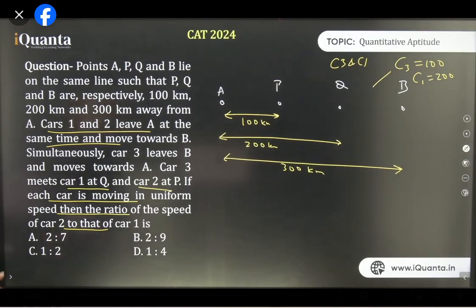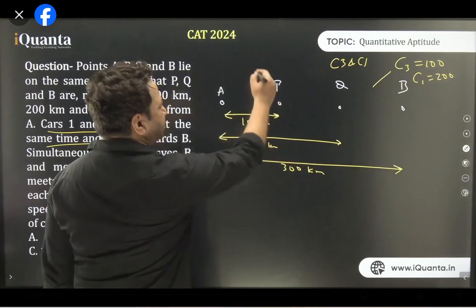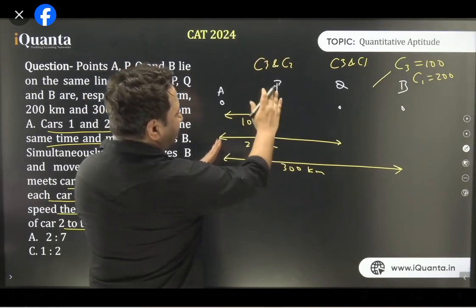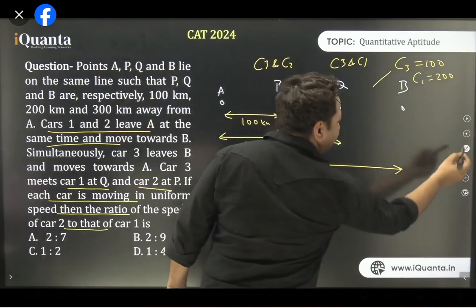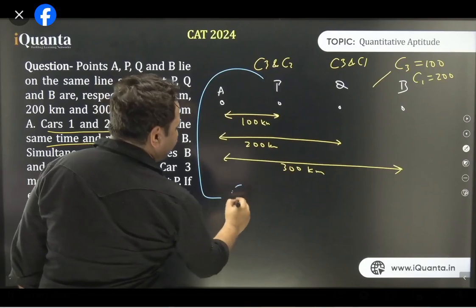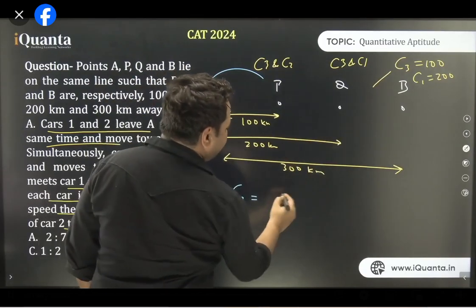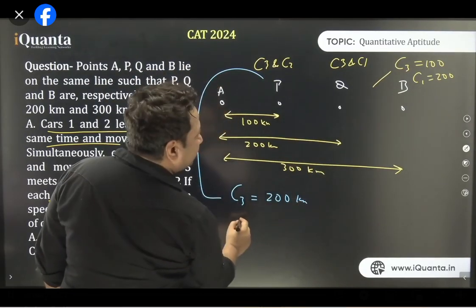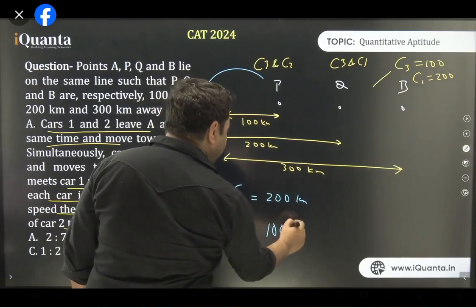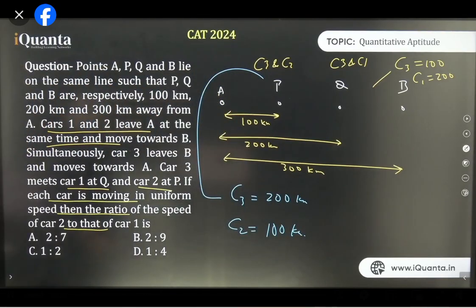Then it says it meets car 2 at P. So car 3 and car 2 are simultaneously here. Let's change the ink so there's no confusion. In this case, car 3 has moved how much? 200 kilometers, while car 2 has moved 100 kilometers. It's a basic ratio-based question.